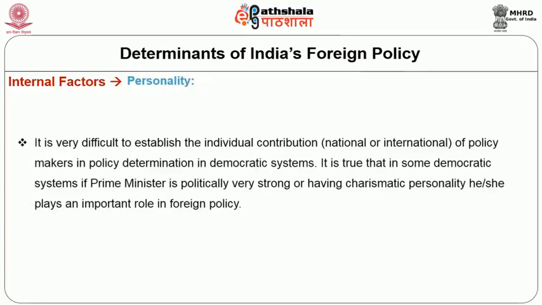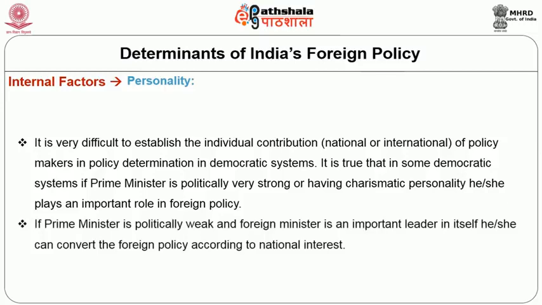Personality. Except in the case of some individual dictators, it is very difficult to establish the individual contribution of policy makers in policy determination in democratic systems. It is true that in some democratic systems, if the Prime Minister is politically very strong or has a charismatic personality, he or she plays an important role in foreign policy. Besides this, if the Prime Minister is politically weak and the Foreign Minister is an important leader in himself or herself, he or she can shape the foreign policy according to national interests.